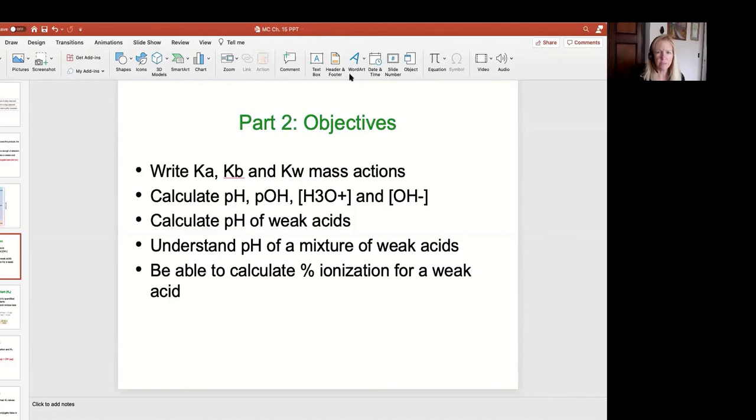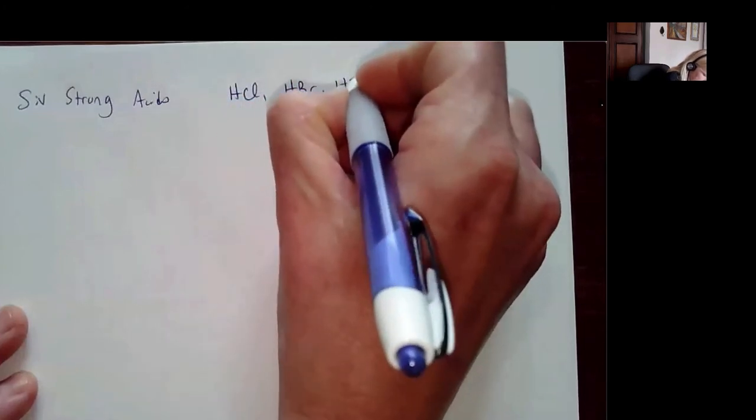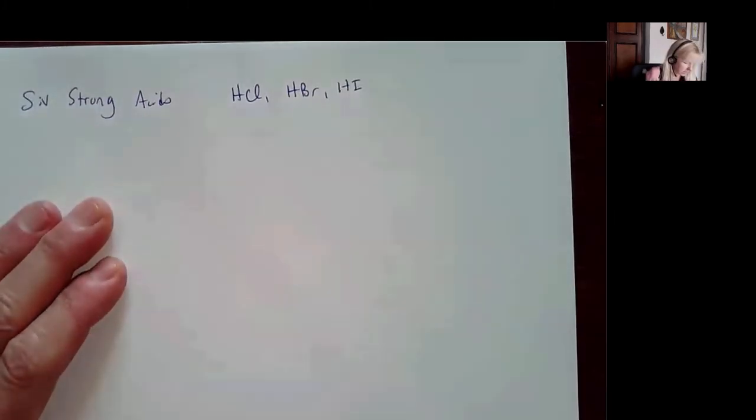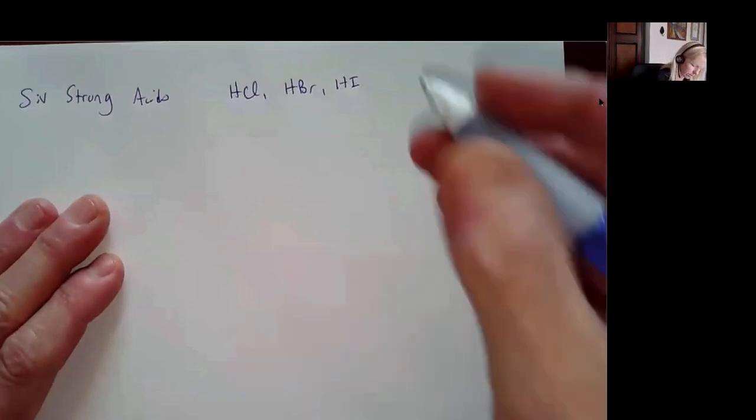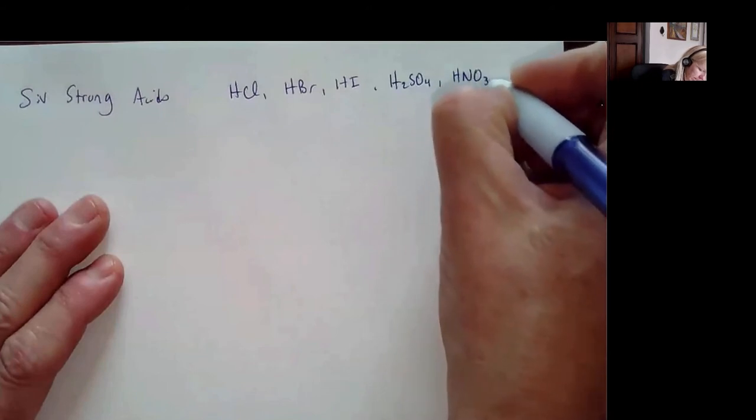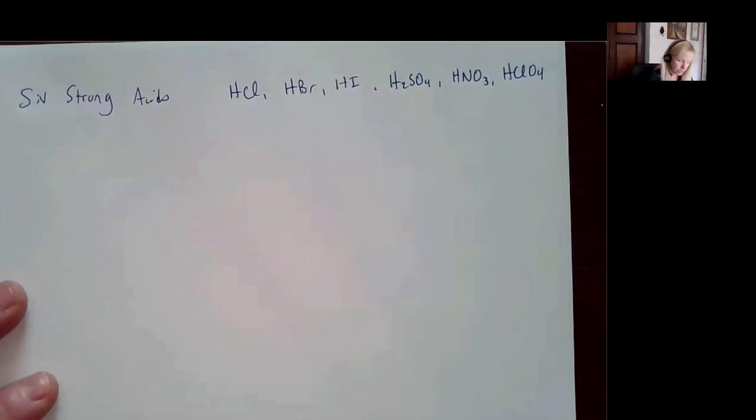All right, so let's review a little bit from part 1. Remember, we had 6 strong acids, and remembering these is going to be very helpful for you. Our 6 strong acids: HCl, HBr, and HI. So these are your halogens. The only halogen that isn't a strong acid is hydrofluoric acid, and that's because the hydrogen-fluorine bond is so strong. And then we had H2SO4, sulfuric acid, nitric acid, and perchloric acid. So those are your 6 strong acids.